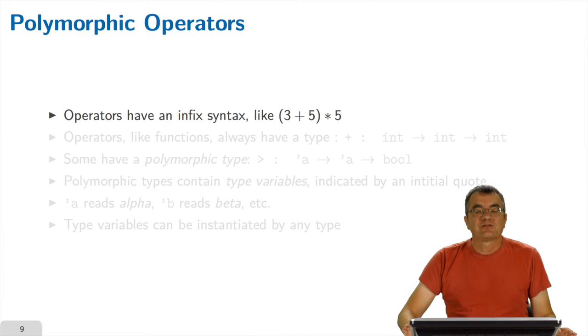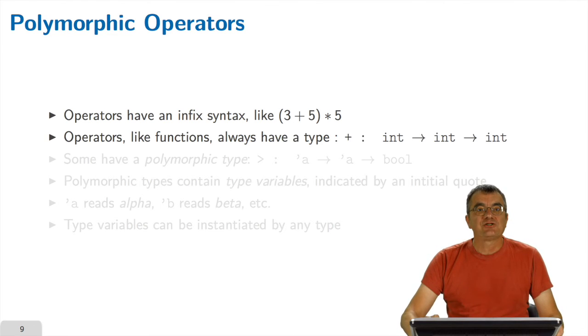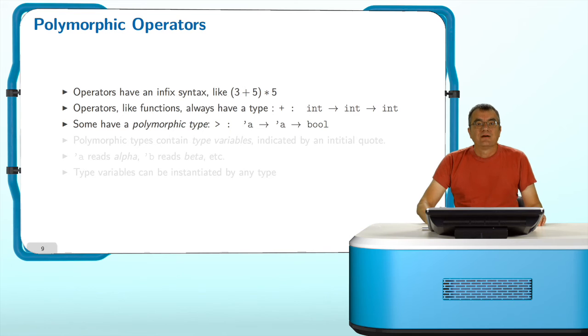Operators are just functions with a particular syntax which allows you to write down an application in an infix notation. Operators, since they are functions, always also have a type, like for instance plus has type int, arrow int, arrow int, since it's the usual integer addition. We have already seen some operators which have in fact polymorphic type, like the comparison operators, since these operators may expect values of any type.